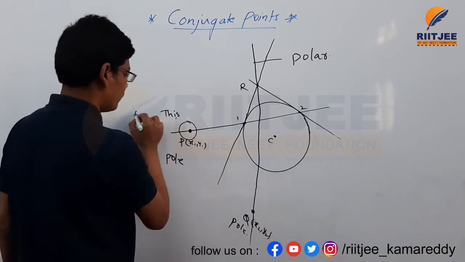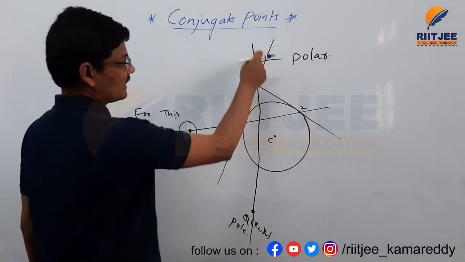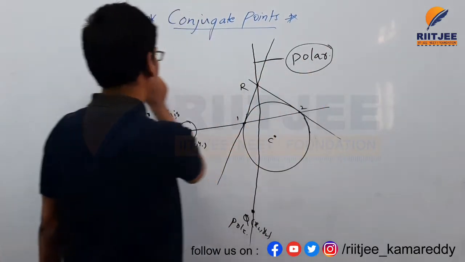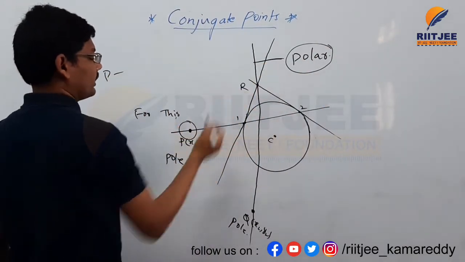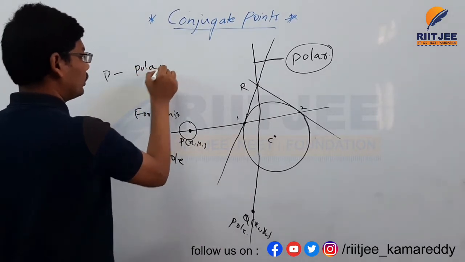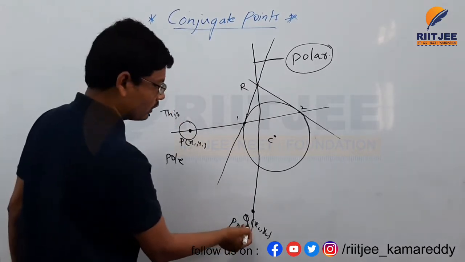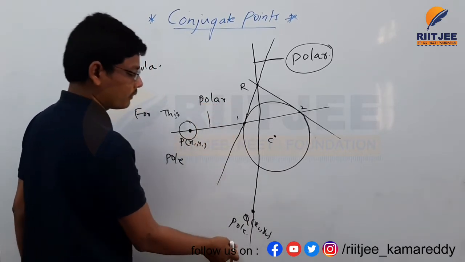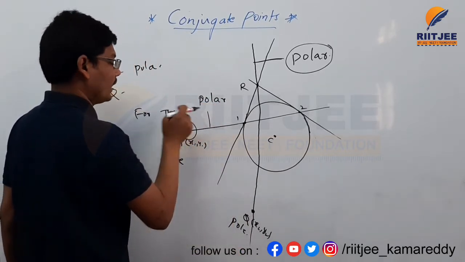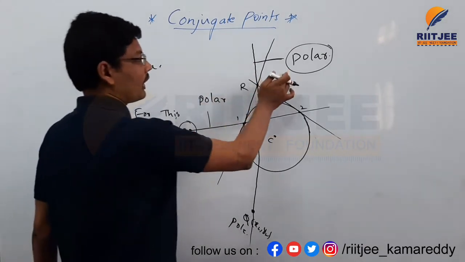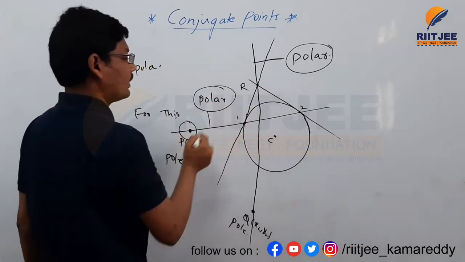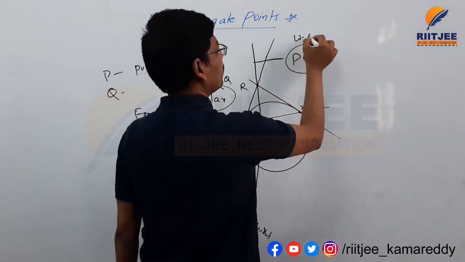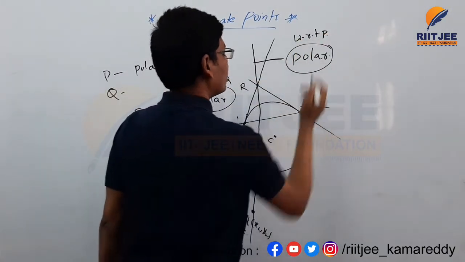For this pole, this is a polar. For this pole, this is a polar. For P, this is a polar. And for Q, listen carefully. For Q, this is a polar. This is pole, this is pole, and this is polar. And for this pole, this is a polar. Here two polars are there, with respect to Q and with respect to P.